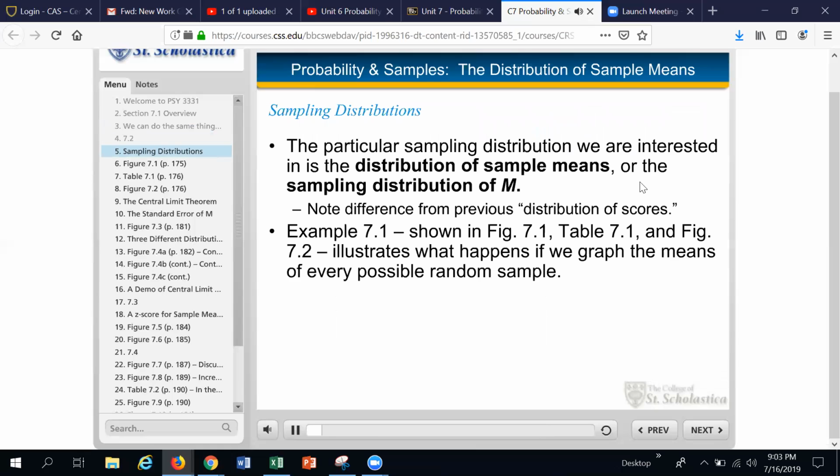The particular sampling distribution we are interested in is called the distribution of sample means, or the sampling distribution of M. Notice the difference from the term used in the previous chapter, distribution of scores, because now we are focusing on samples rather than on individual scores. Example 7.1 from the textbook is illustrated in Figure 7.1, Table 7.1, and Figure 7.2, which show what happens if we graph the means of every possible random sample from a set of data. Let's move on to the figures and table.